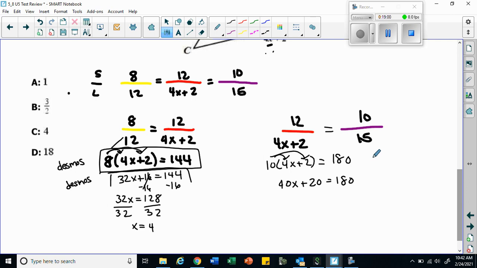Now remember, if you put this into Desmos, you will get your answer. Okay? So now we're going to subtract 20 from both sides. 40x equals 160. We're going to divide both sides by 40. X equals 4. And you can see we got the same answer for both.